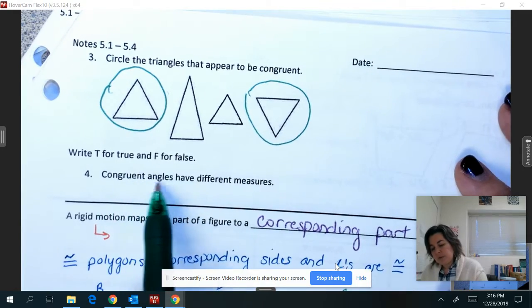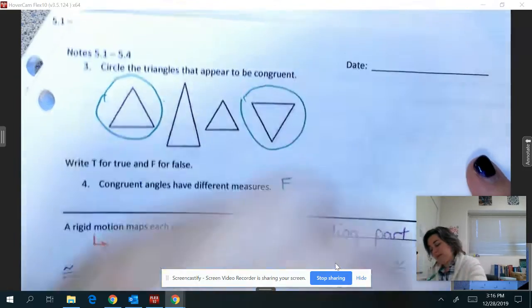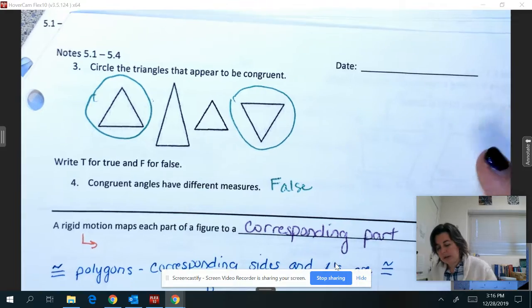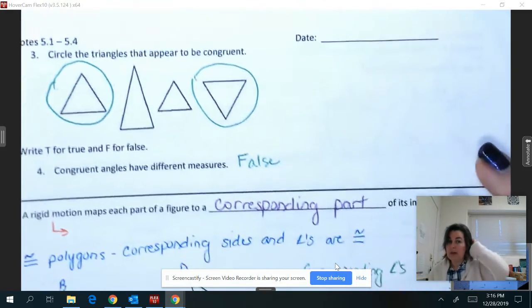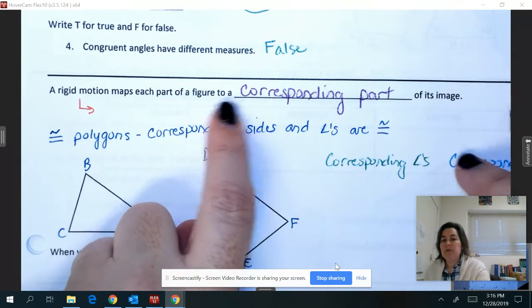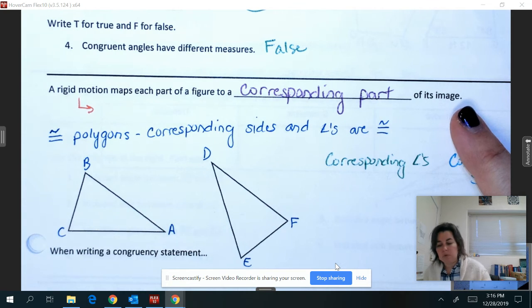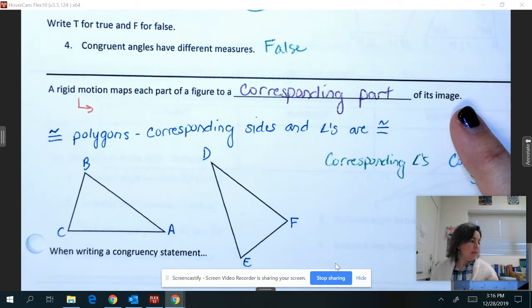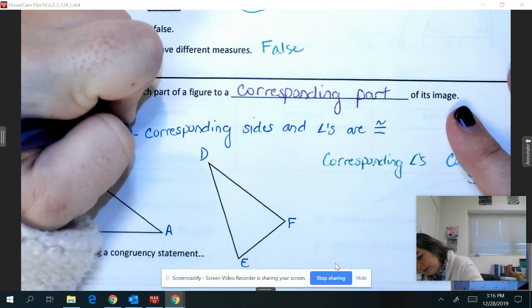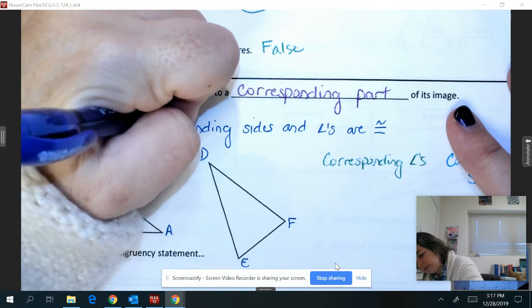Next one, write true or false. Congruent angles have different measures. That would be false. Congruent triangles have to have the same measure. Okay, so we're going to start talking about congruent polygons and congruent triangles specifically. But the definition says a rigid motion maps each part of a figure to a corresponding part of its image. So a rigid motion is back from chapter 4 when we're talking about transformations. This is any transformation that preserves both the length and angle measure.